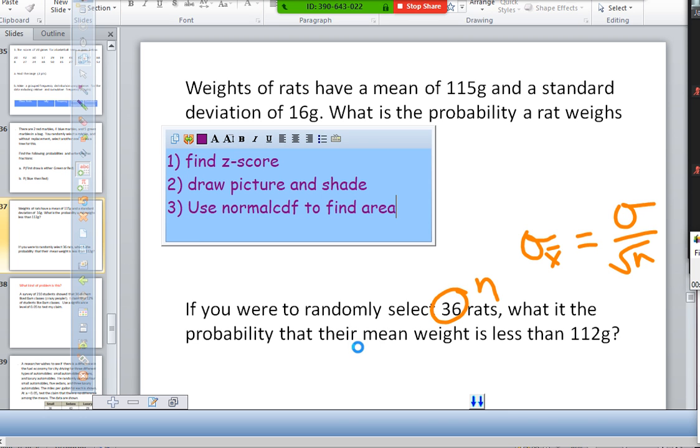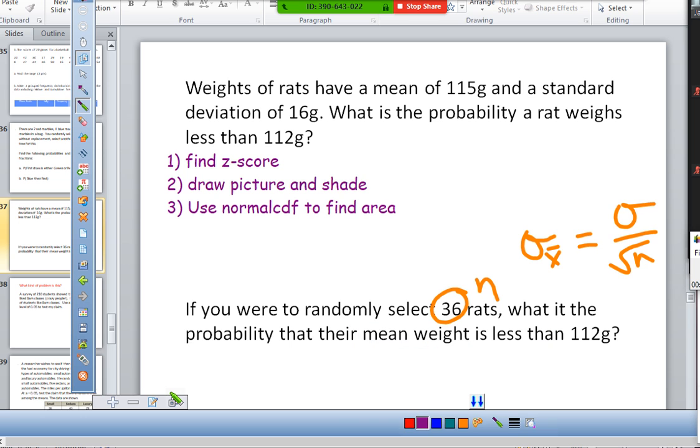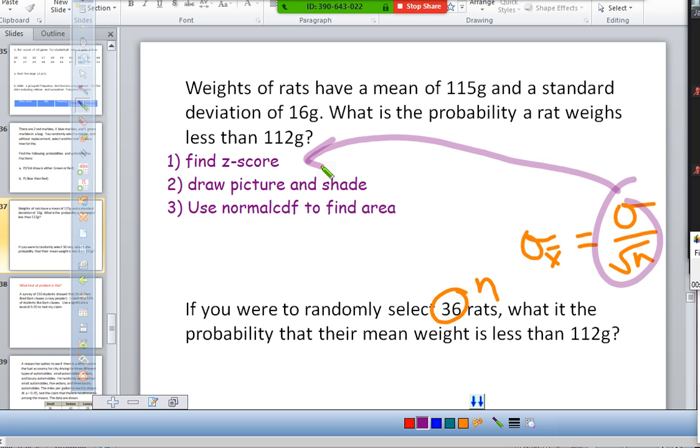So over here, you'd add this extra step in here, and then you would use this number for your z-score for the one below. If that makes any sense.